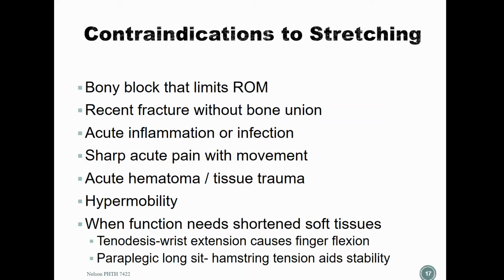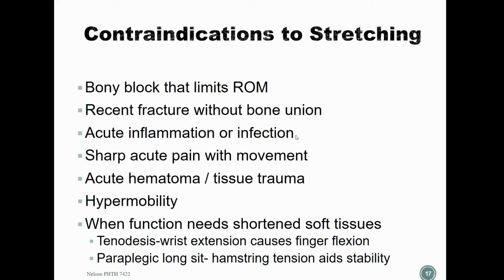Why should you not stretch? Bony block that limits motion. If you've had a greater tuberosity fracture or greater tubercle fracture in the humerus, often you're going to have a limitation of elevation or perhaps shoulder external rotation. We're not going to move the bone by stretching it. We're just going to create more problems. If they had a recent fracture and the bone isn't fully healed, so they've undergone primary healing versus secondary healing, or the healing is just not taking place.